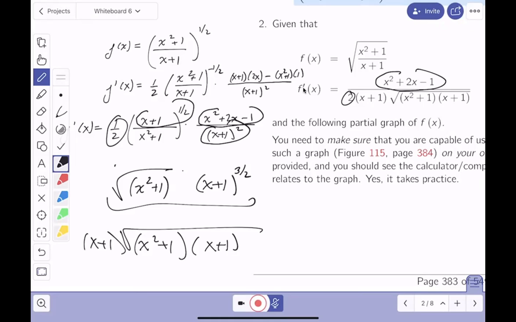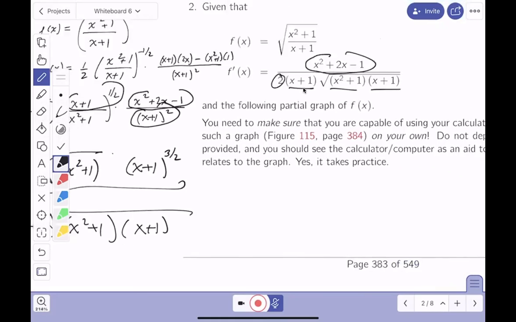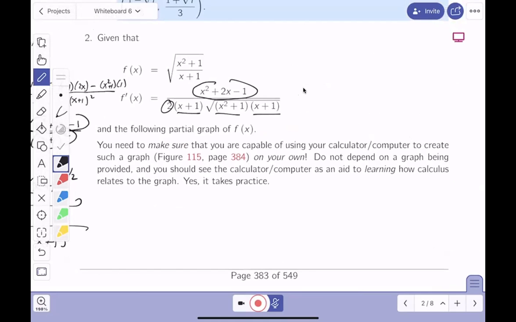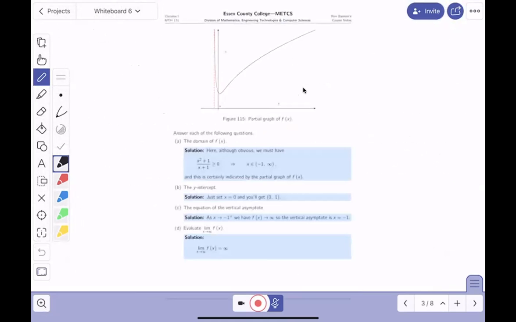Let's see if we got that. Well, I'm seeing the x plus 1. I'm seeing this. This looks good. We just verified it. All right. That was good news. All right. They give me a graph. Let me look at the graph for you. And this is the graph over here. So let's answer the questions.